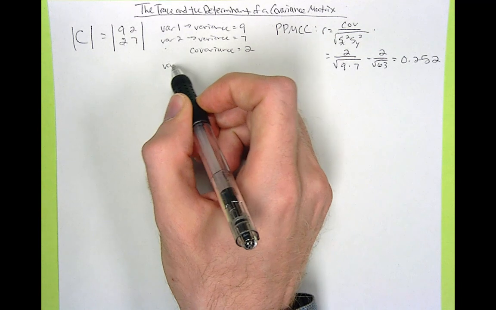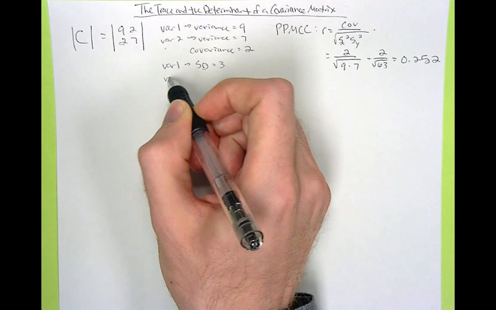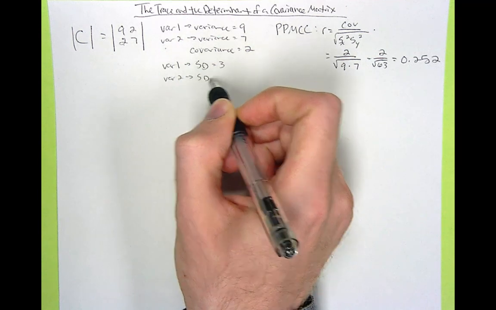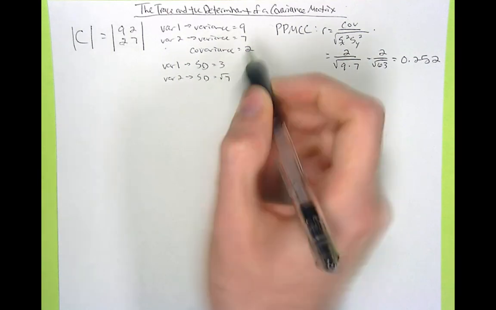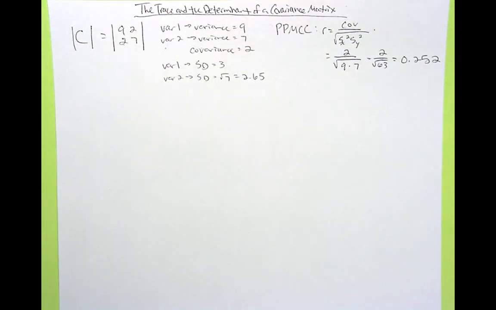We also know from this that the square root of variance is a standard deviation. So for variable 1, the standard deviation is 3. And for variable 2, the standard deviation is the square root of 7, which, by the way, is 2.65 according to my calculations. And standard deviations are like the lengths of vectors for two variables. And the PPMCC, the correlation coefficient, is the cosine of the angle between them.